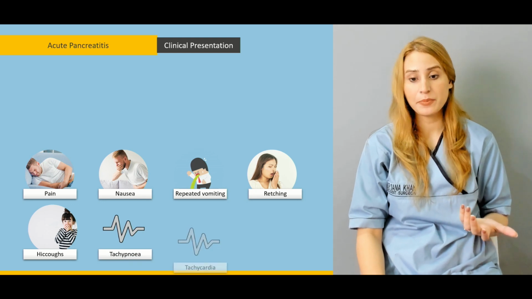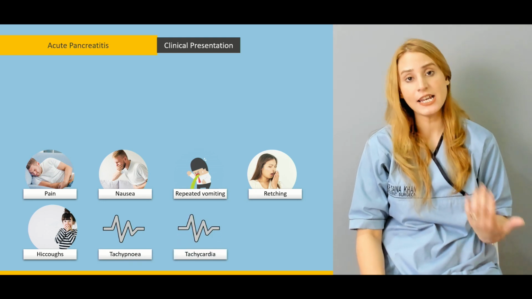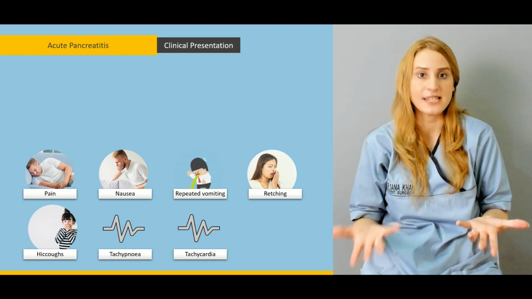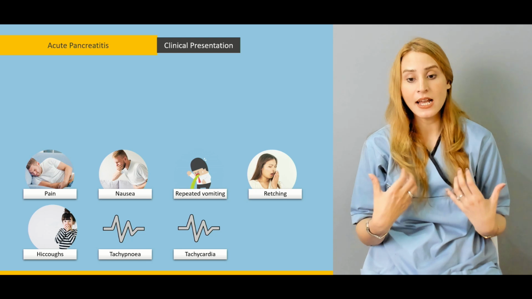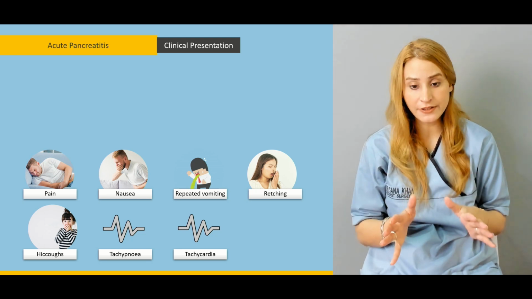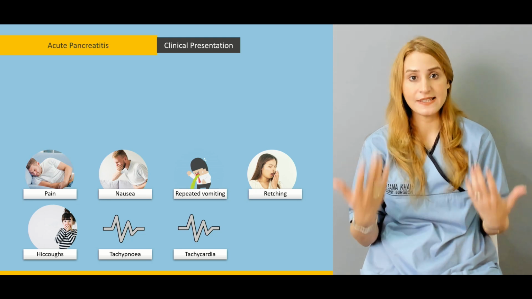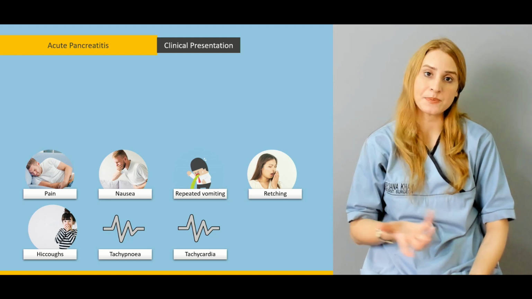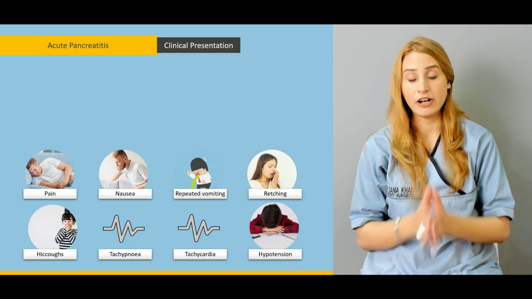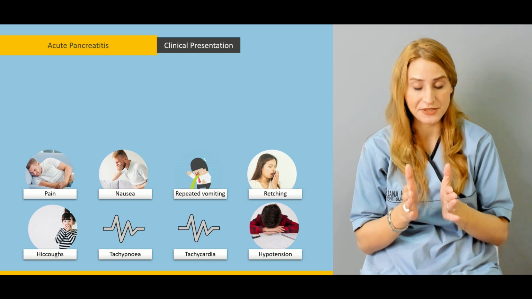There can be tachypnea, there can be tachycardia, because first of all the patient can be in sepsis, right? Because severe acute pancreatitis is very well known to cause sepsis. So if the patient is in sepsis, there can be tachypnea, tachycardia, and there can be hypotension if the patient is in septic shock.